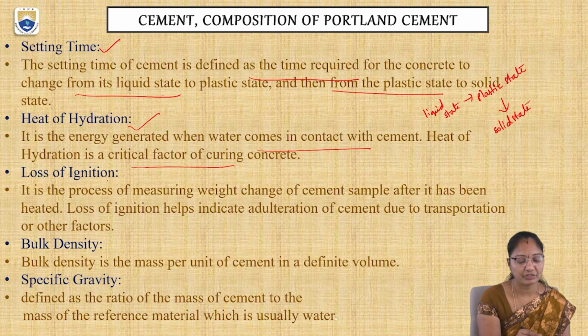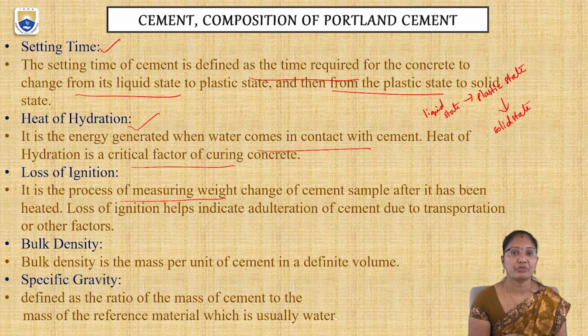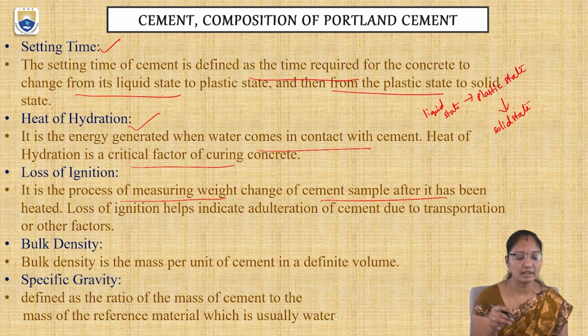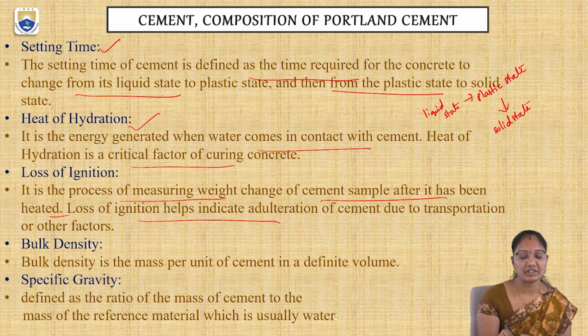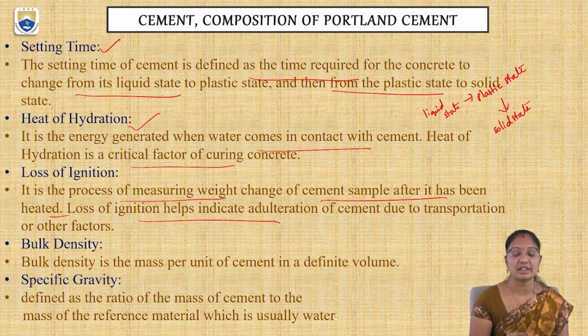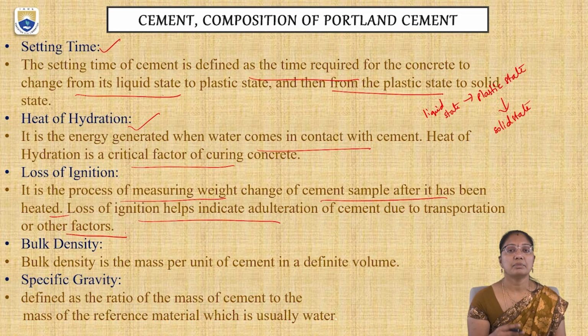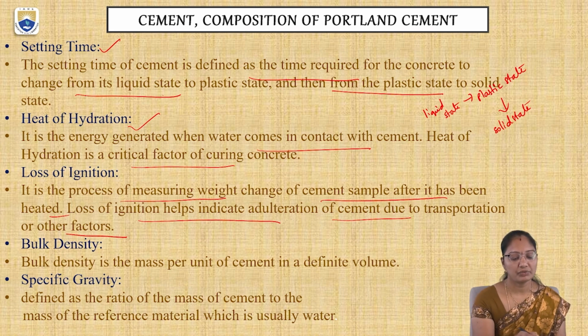Next is the loss of ignition. It is the process of measuring the weight change of a cement sample after it has been heated. The loss of ignition helps indicate the adulteration of cement due to transportation or other factors. It is an indicator: we can see whether cement was mixed with any other contaminants or compounds during transportation or processing. We can find that out by the use of loss of ignition.